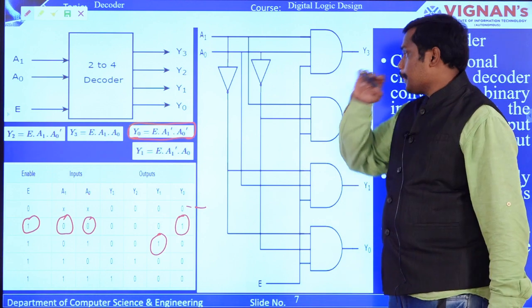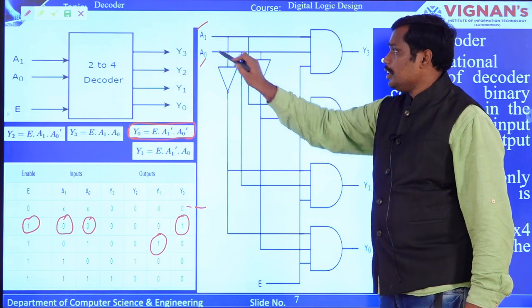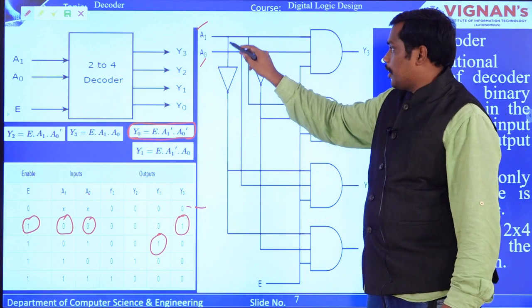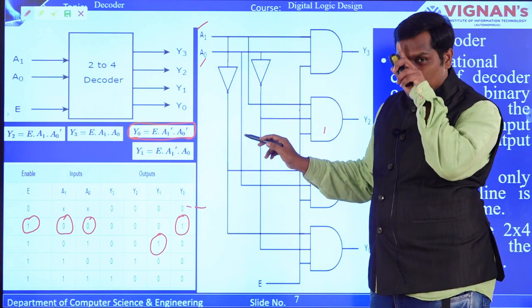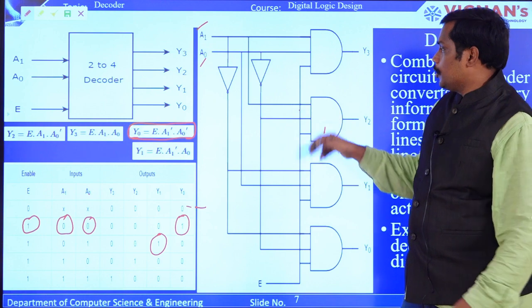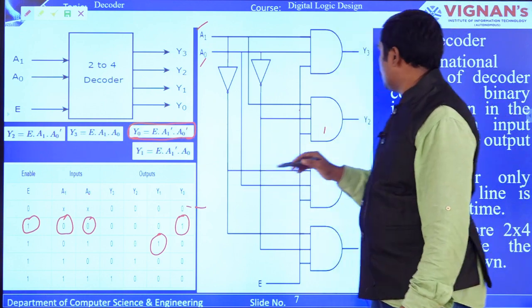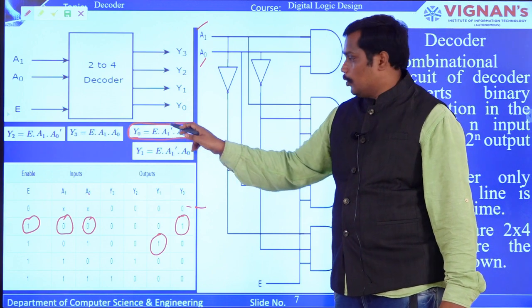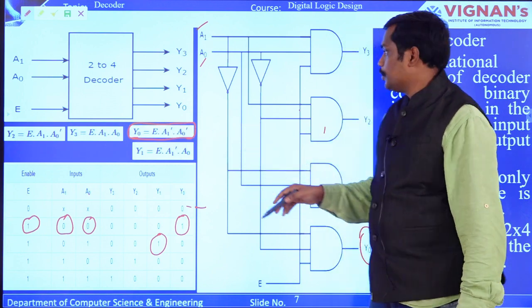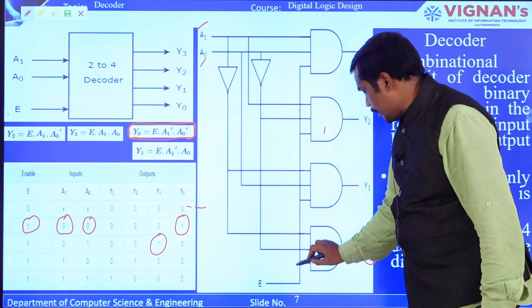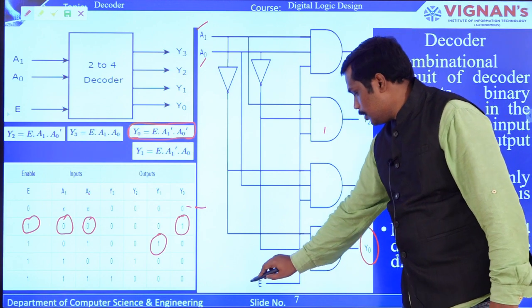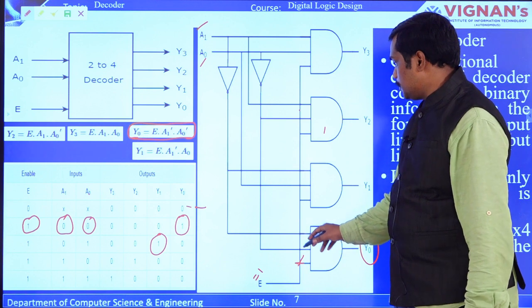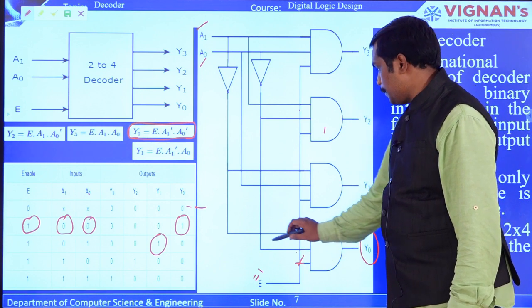And now you can see here these 2 inputs, A0 and A1, the original line as well as the uncomplemented line and complemented line. So based on this complemented and uncomplemented line, you are going to derive this expression. For example, you see this Y0. So Y0 is a combination of E, the enable pin, with the complement of all the inputs. You can see this particular Y0 enable pin is here, which is equal to 1, which means the circuit is active.